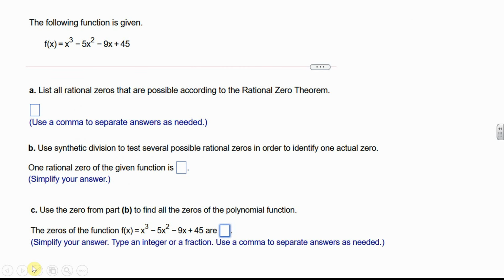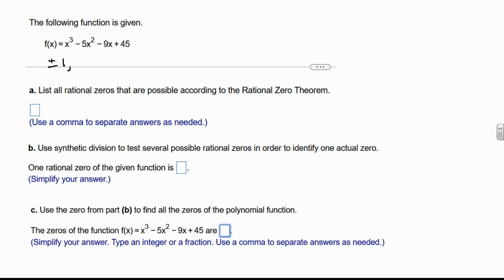All right. So here the following function is given. List all the rational zeros that are possible according to the rational zero theorem. Okay, go ahead and tell me, what are they? Let's start with the first one. Plus or minus what? 1. Always plus or minus 1. If we can't get anything else, we ought to get that one, right? So that's right. So plus or minus 1. Basically, what are the factors of that 45?